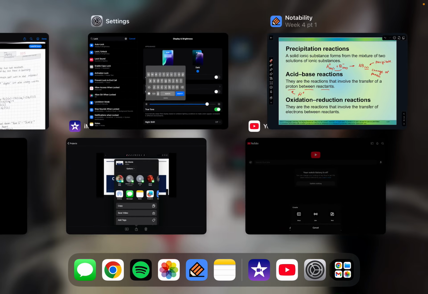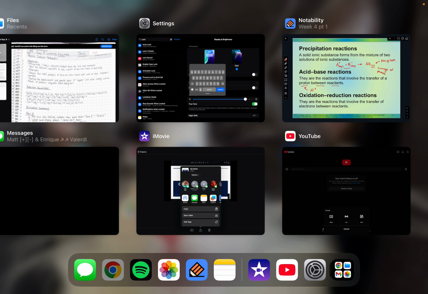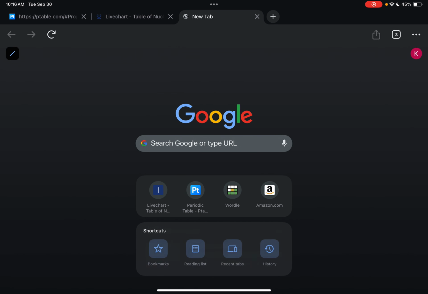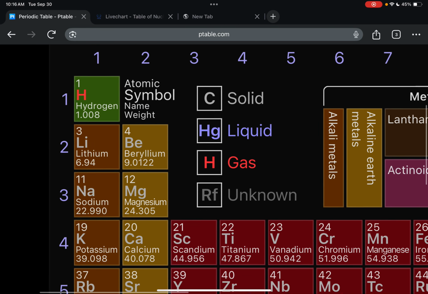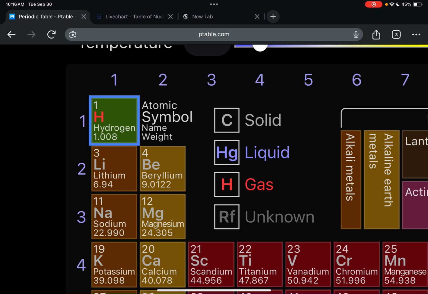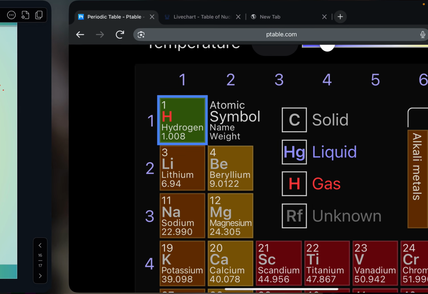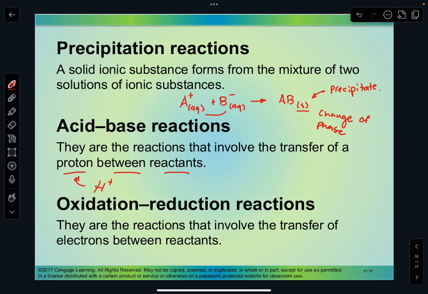So if we go to the periodic table real quick, let's just take a look at hydrogen. Hydrogen right here has one proton and a mass of 1, which means that it is most likely going to be just that one proton. Remember that protons and neutrons have about the same mass. So if there were a neutron present in that mass, it would be 2, but it's not. So it's just going to be 1. And so that means that it's H+.